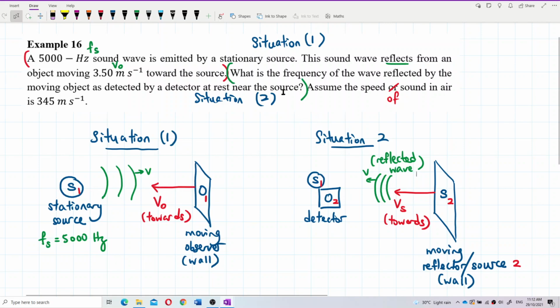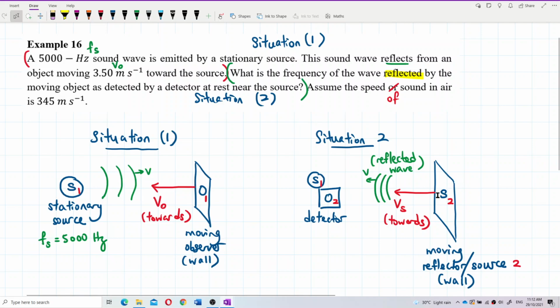And then the second situation is: what is the frequency of the wave reflected by the moving object? This is the wall, the reflector, detected by a detector at rest near the source. So there is a detector near source 1. This is the second situation. Last time, in the first situation, the wall received the wave from source 1.